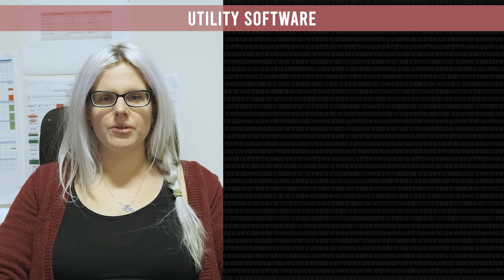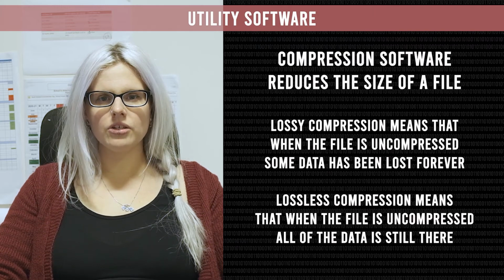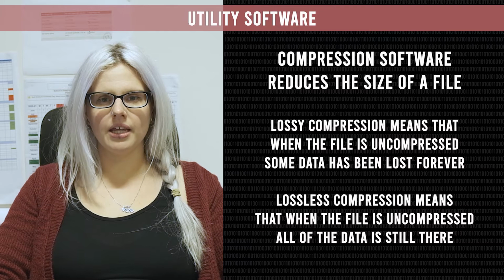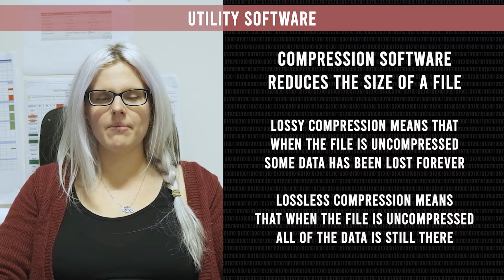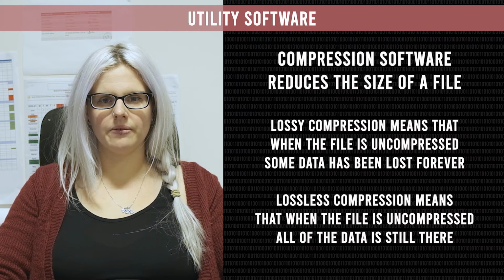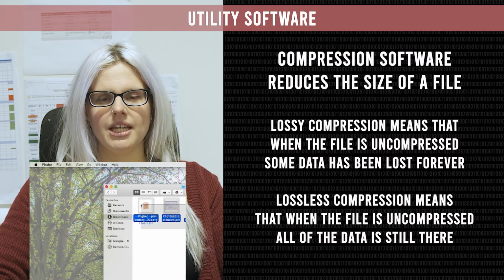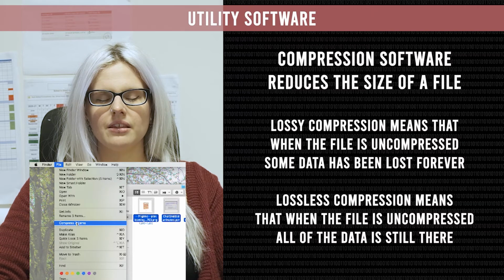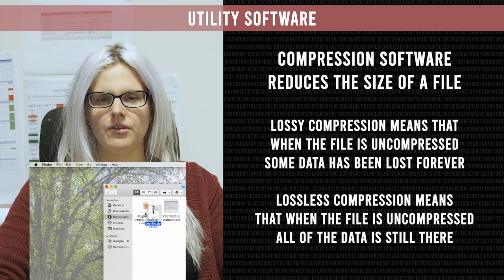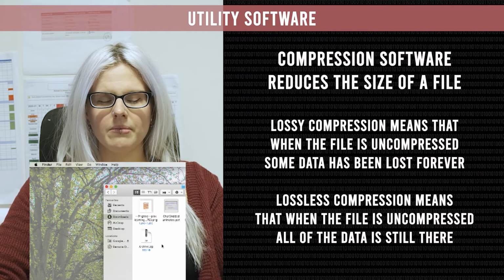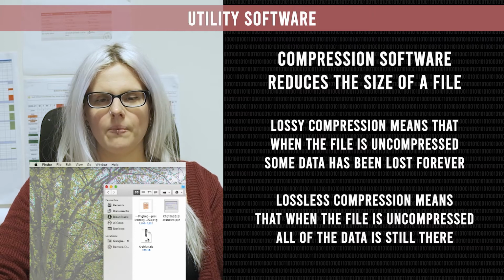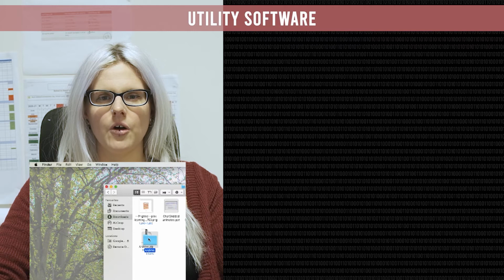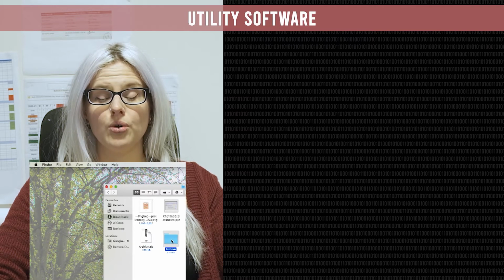The second type of utility software is called compression. Compression software reduces the size of a file. This data can either be removed permanently, as with lossy compression, or temporarily through lossless compression. The reason why people compress files is to create more storage space. So by compressing files, you are making the size that the file takes up on the secondary storage disk smaller. Files can be compressed individually, or you can compress a number of files together in a folder. If you compress a lot of files together in a folder, they need to be uncompressed or unzipped before you can use them.